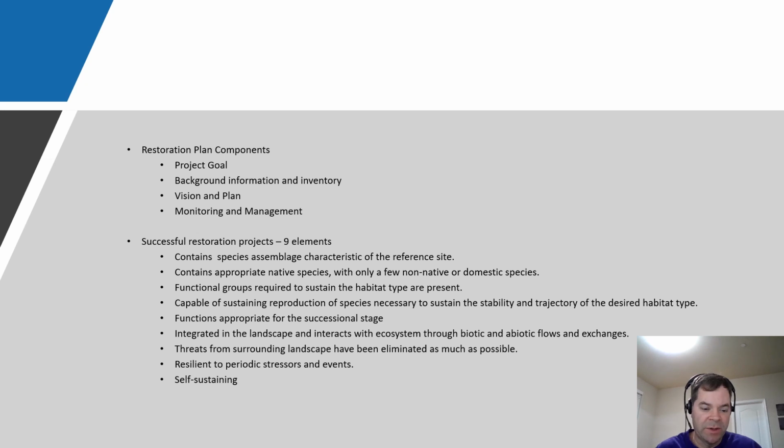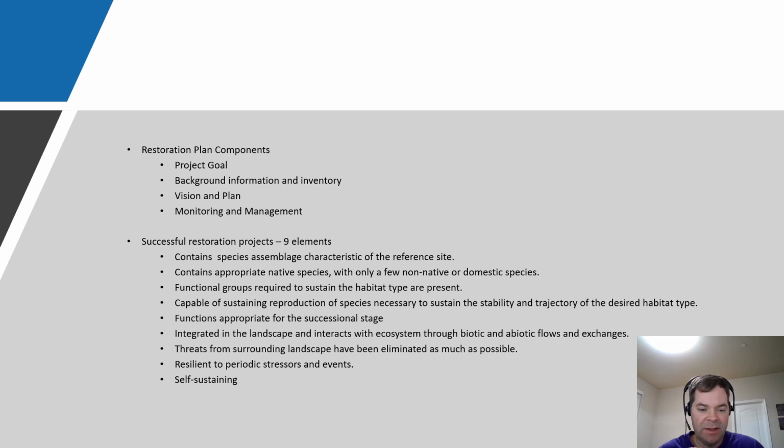So how do you determine if a restoration project is a success? Well, there's 9 main elements. The first one is, does the site contain a species assemblage that's characteristic to the reference site? Does the site contain native species with only a few non-native species? Are the functions and processes that are required to sustain the habitat type present and functioning naturally on the site?